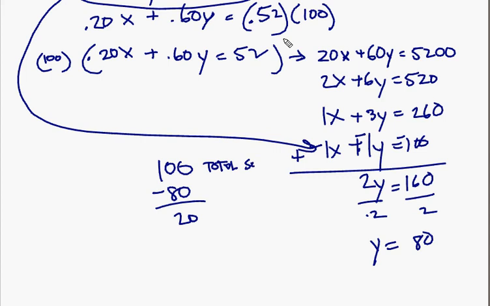So there's my total solution. I have 80 milliliters of the 60% solution, and this is going to leave me with 20 milliliters of the 20% solution.